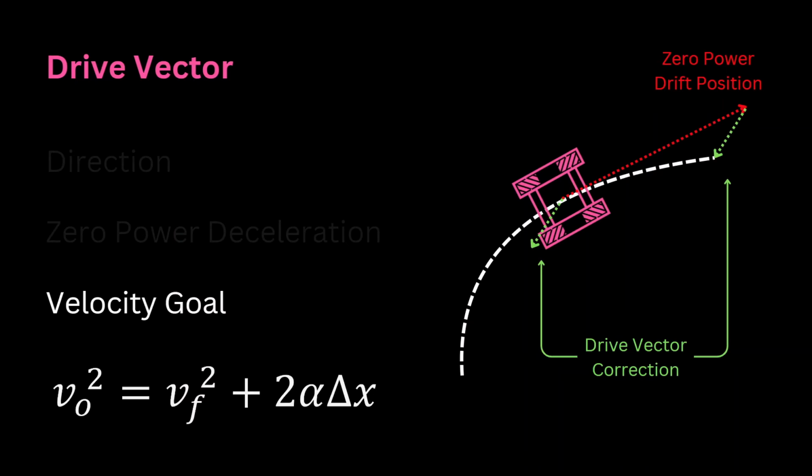When taking into account the velocity goal, as well as how much velocity our robot will lose based off of our zero power deceleration, we're able to decelerate our robot at some specified deceleration throughout the end of the path and still arrive accurately at the end.